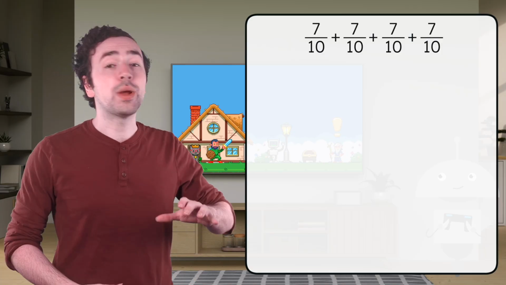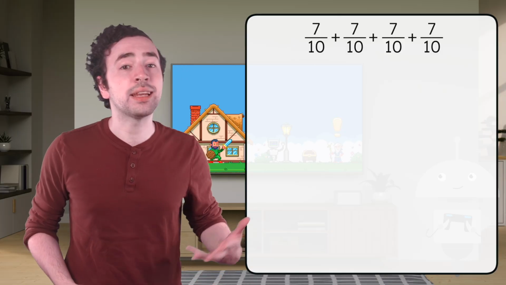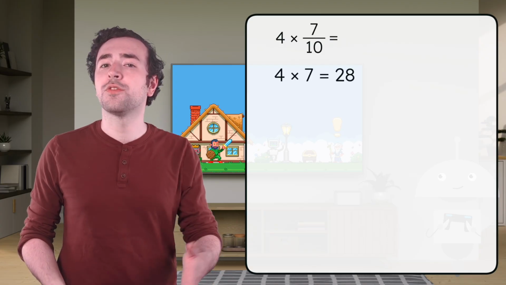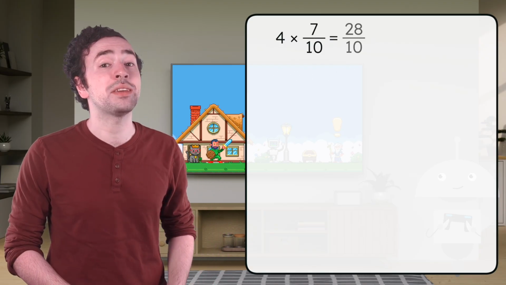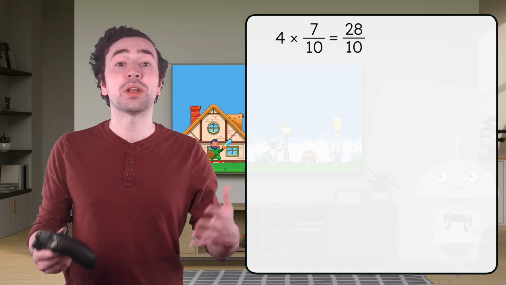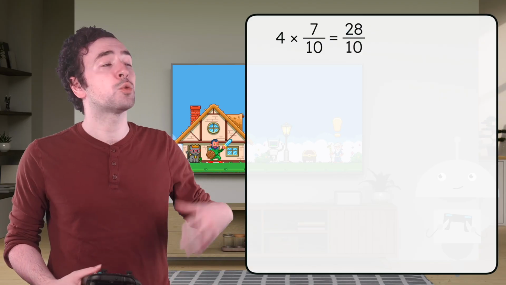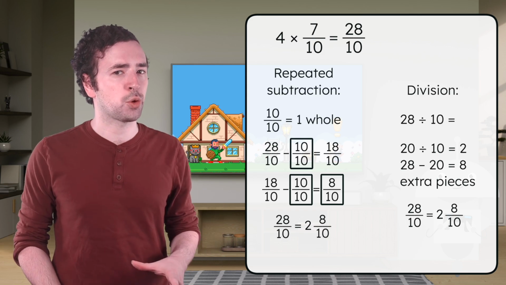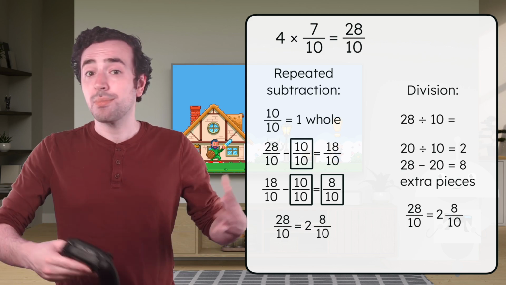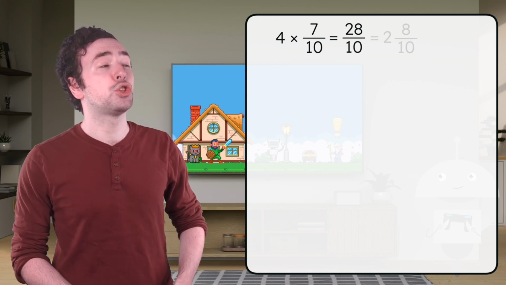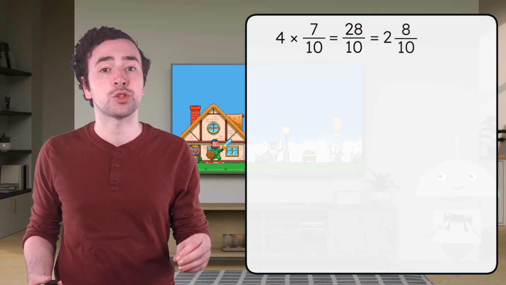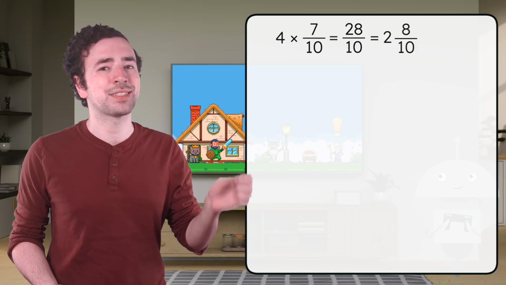Multiplication, yeah. We have 4 treasure chests, and each one is 7/10 full, or 4 times 7/10. 4 times 7 equals 28, so 4 times 7/10 equals 28/10. Remember, we can convert an improper fraction to a mixed number using repeated subtraction or division. Pause here if you need a little more time to check your work. Either way, 28/10 equals 2 and 8/10. So we have a total of 2 completely full treasure chests and another 8/10 of another.